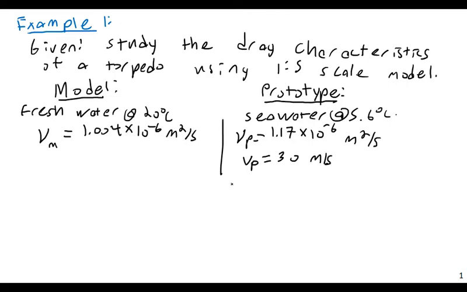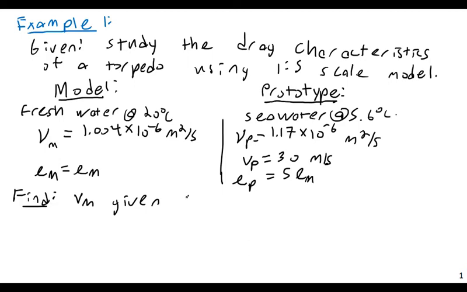And that the length of the prototype, the length of the real torpedo, will be 5 times, well, this just comes from the scale model. It's 5 times the length of the model, whatever that may be. And of course, we know Lm is just equal to Lm. And we are told to find the velocity of the model, Vm, using Reynolds similitude.